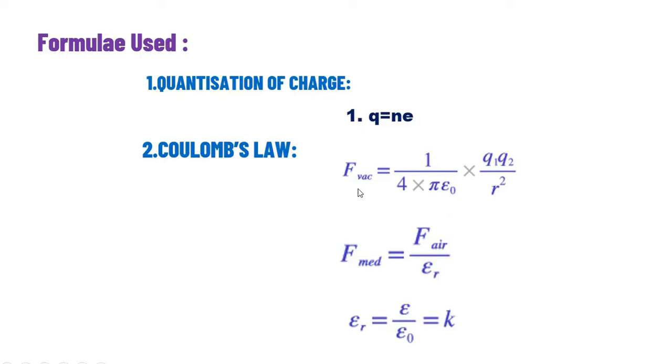That is the formula of force between two point charges present in vacuum, the formula between two point charges present in a certain medium, and the relative permittivity, epsilon r, which equals the ratio of the permittivity in the intervening medium to the absolute permittivity in free space. So now let's start with some of the questions that have been asked previously in the CBSE boards.